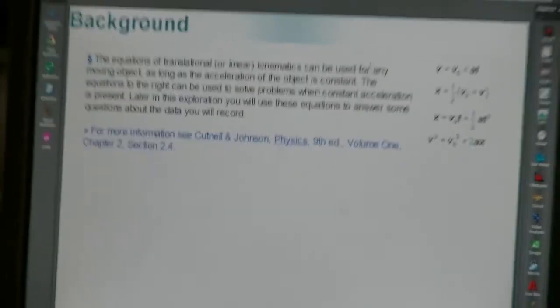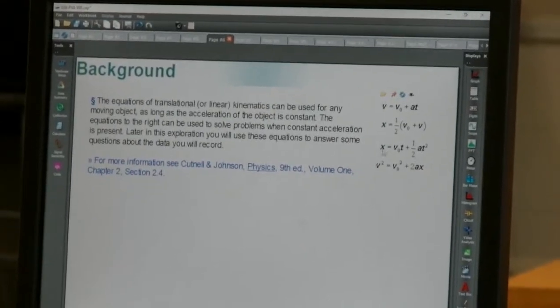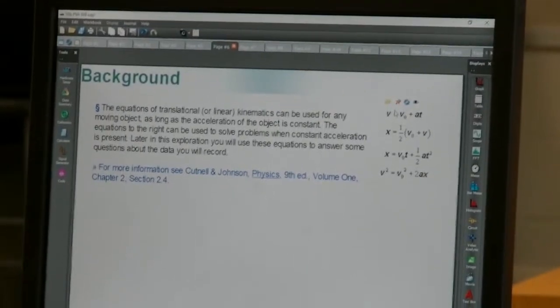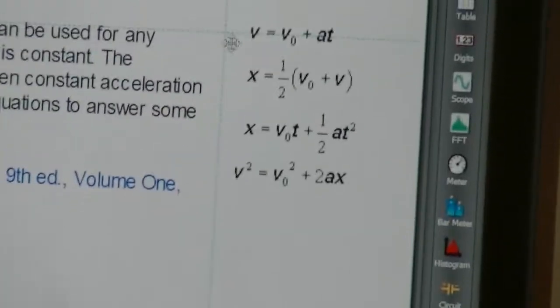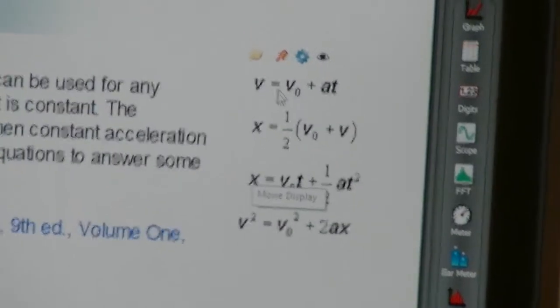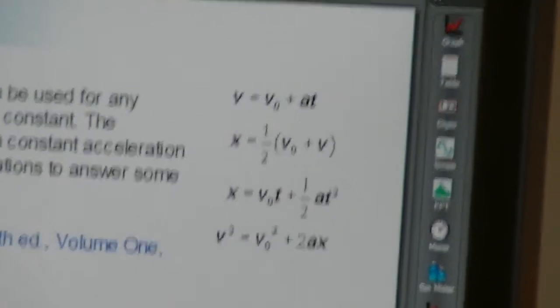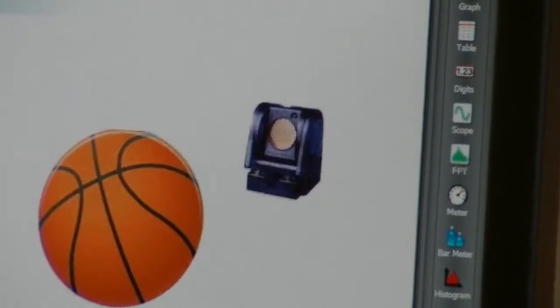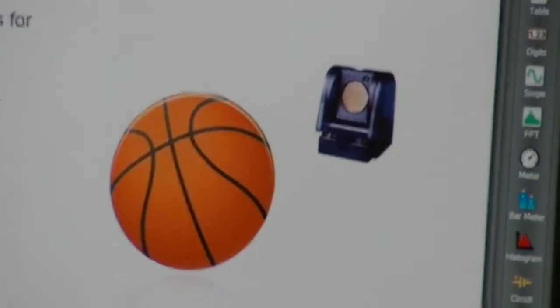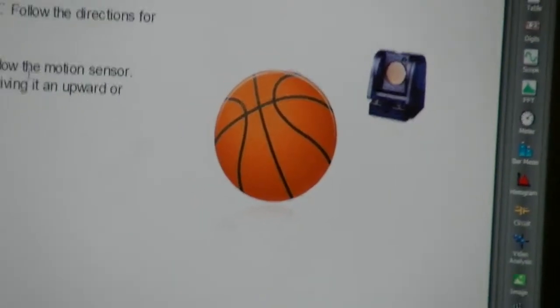So page 6 just gives you the background or the set of equations that we will be using for this lab. So these are the equations of motion in one direction. And hopefully they are also explained in the first part of the video. And then on page 7, it describes what to do.